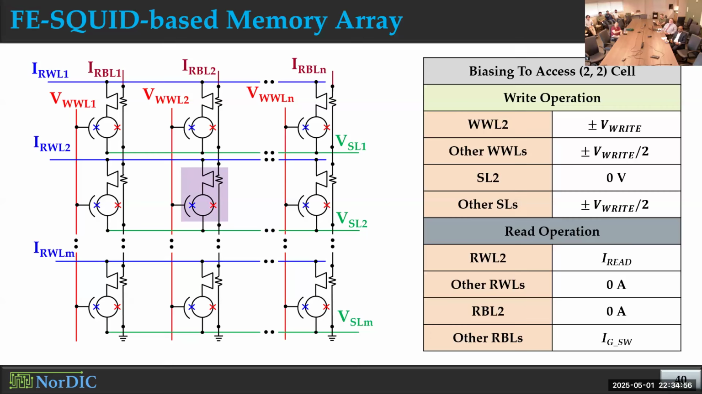And for the read operation, again, we use this gate current control channel switching of the heater fraction device here. And we apply currents to this read word line and read bit line in a way so that the read current only flows to the accessed cell. And then we will get either 0 voltage or non-zero voltage based on the memory state stored in there.